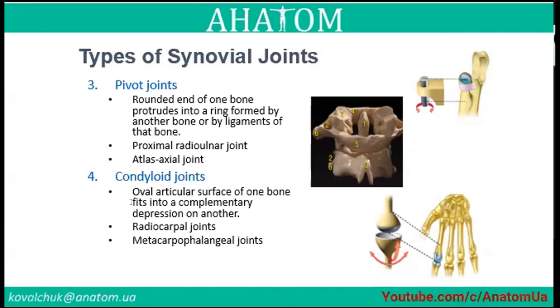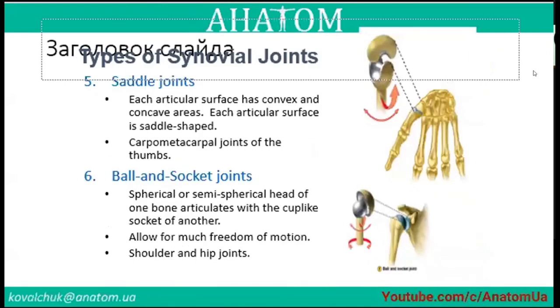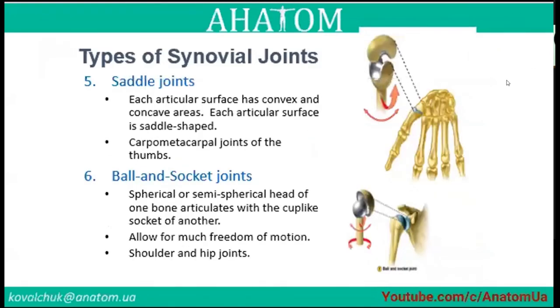Condyloid joint: an oval articular surface of one bone fits into an elliptical depression of another bone. Examples are the radiocarpal joint and the metacarpophalangeal joint. Next type of the synovial joint is the saddle joint.